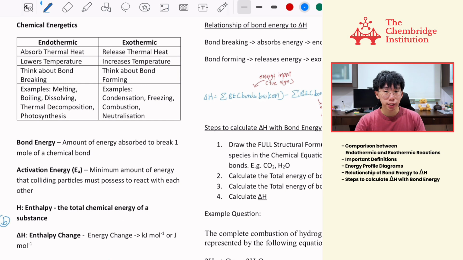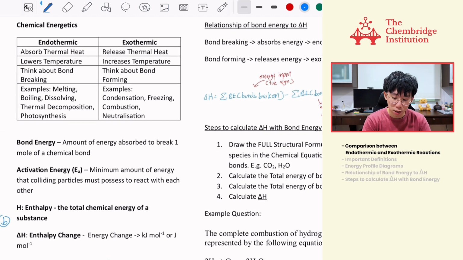For chemical energetics, this involves the energy of chemicals. There are two kinds of reactions in chemistry that you have to pay attention to with regards to energy. The first is endothermic reactions. These endothermic reactions absorb thermal heat. They generally lower temperatures. And for these, you usually want to think about bond breaking, and I'll get to that later.